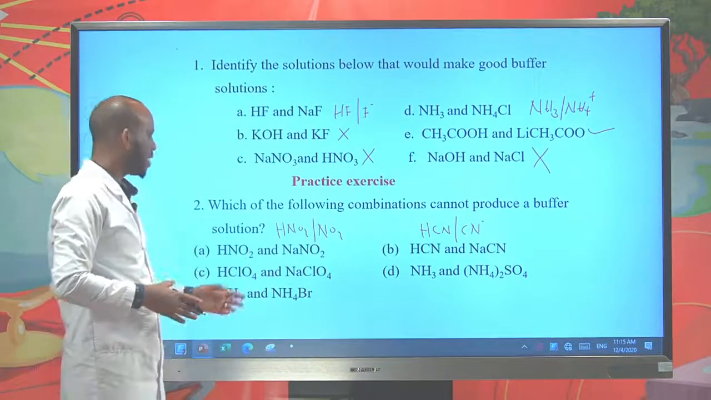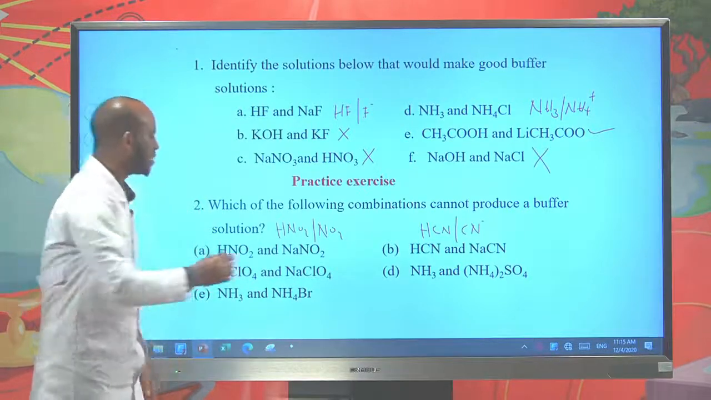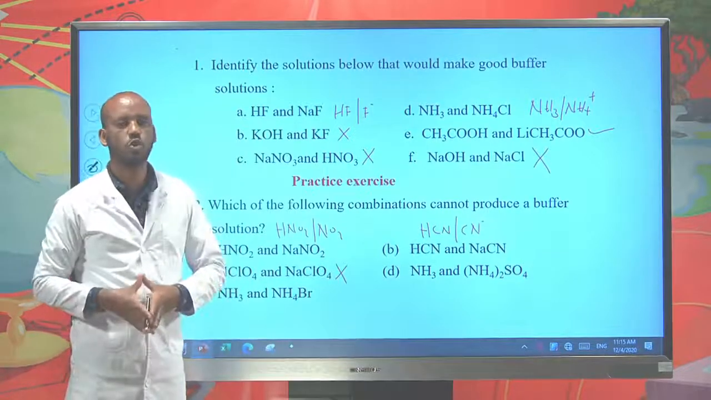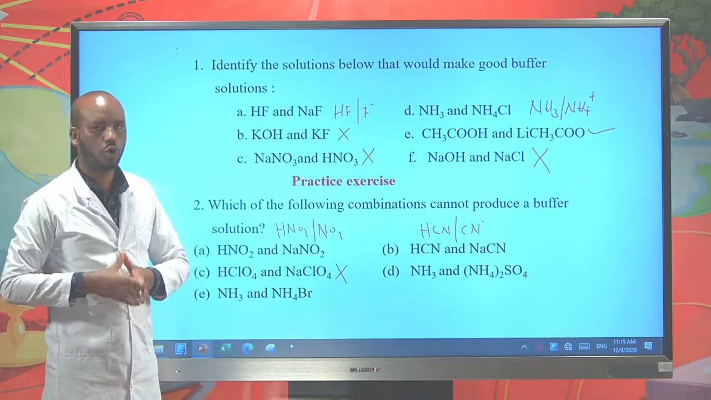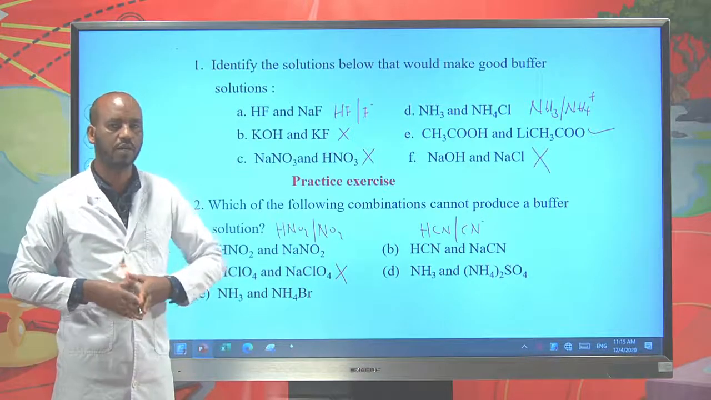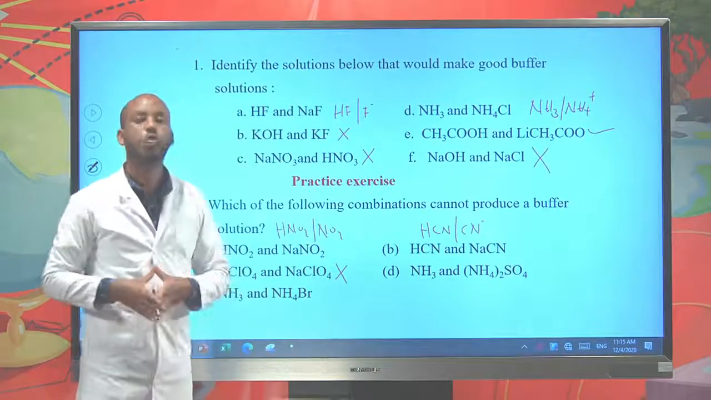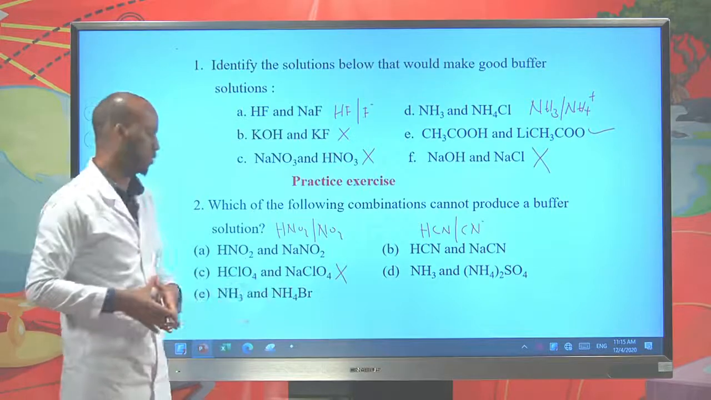C, perchloric acid and sodium perchlorate. This is not a buffer solution because perchloric acid is a strong acid. A solution is said to be a buffer if it contains a weak acid and its conjugate base, or a weak base and its conjugate acid. This is not a buffer solution.